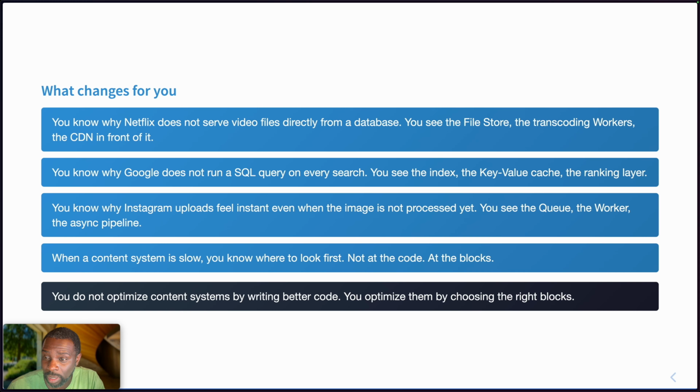You'll know why Instagram uploads feel instant even though the image is not processed yet. You see the queue and the worker behind it. The user gets a response immediately. The work happens later. You recognize the same pattern in every upload system you ever touch. And when a content system is slow, you'll know where to look first. Not at the code, at the blocks. Is there a missing cache in front of a hot read? Is processing happening synchronously that belongs to a worker? Is the file store being bypassed? You ask those questions automatically. You do not optimize content systems by writing better code. You optimize them by choosing the right blocks. That is what Course 2 gives you.